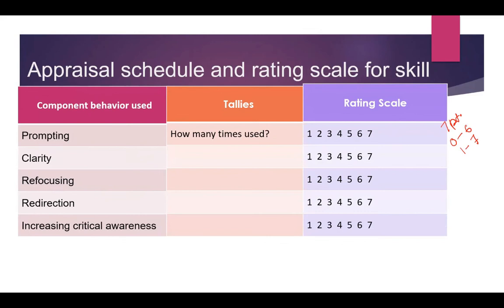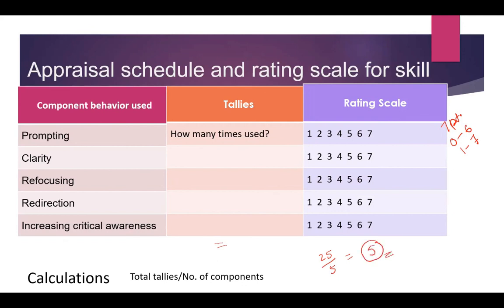After this we add up the tallies and then find out the overall rating of the skill by dividing those tallies by the number of components. For example, the total number of tallies here is 25 and we have 5 components. So the final rating will be 5 for that particular student. It depends upon this final rating whether the pupil teacher has to reteach or she has mastered the skill. So this is all about the skill of probing questions.